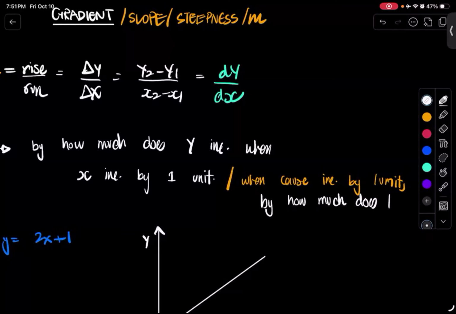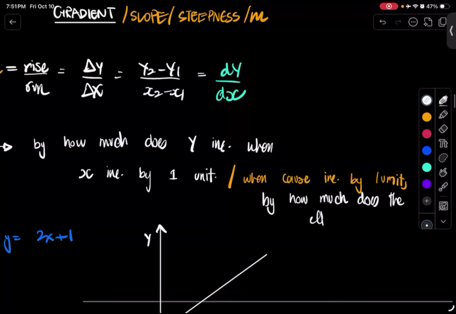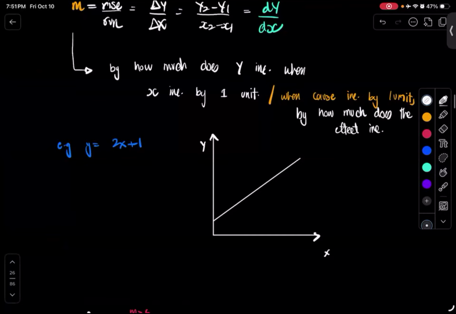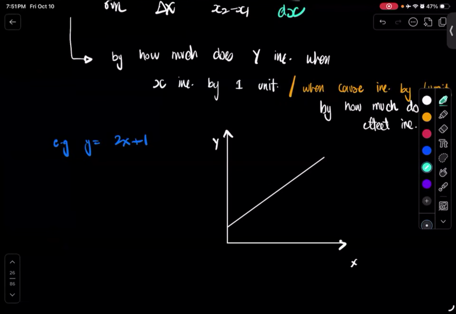By how much does the effect increase. So it's kind of like saying that when I increase the cause a little bit, what effect does that have on my effect? That's basically what the gradient means. Now, for example, if my gradient is 2 in this case, I can see that y is equal to 2x plus 1. This m is equal to 2. Now, if m is equal to 2, what does that really mean?